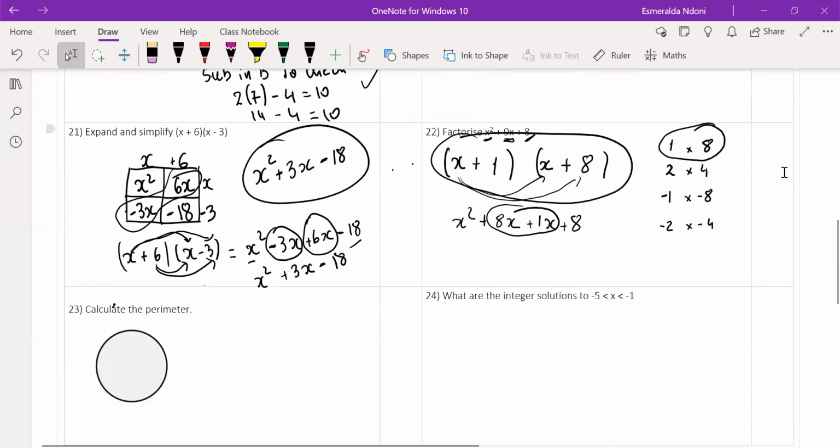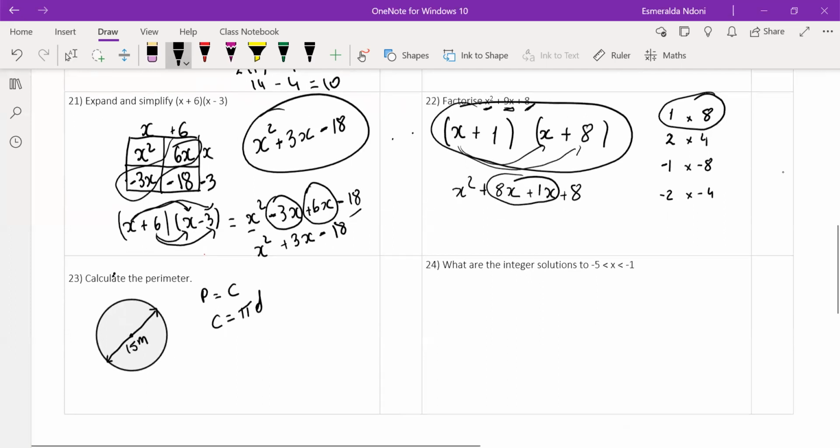Question 23. The diameter here was 15 and it's asking me to calculate the perimeter. Perimeter for a circle is the same as circumference. We just call it different, but it's the same thing. So we know the formula for it is pi d, where d is diameter from one edge of the circumference all the way to the other, going through the middle. The diameter goes through the center.